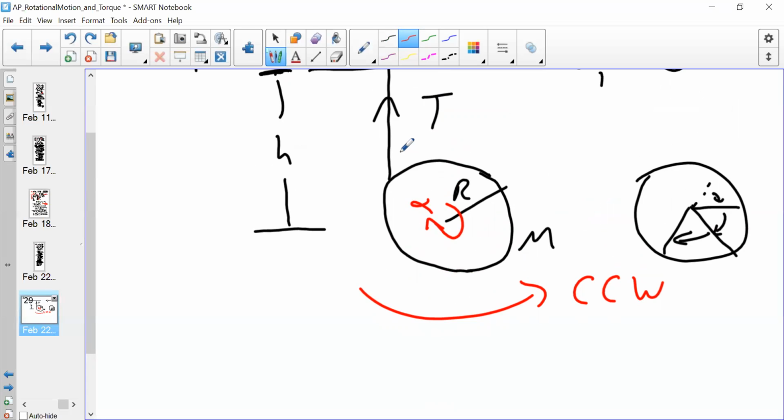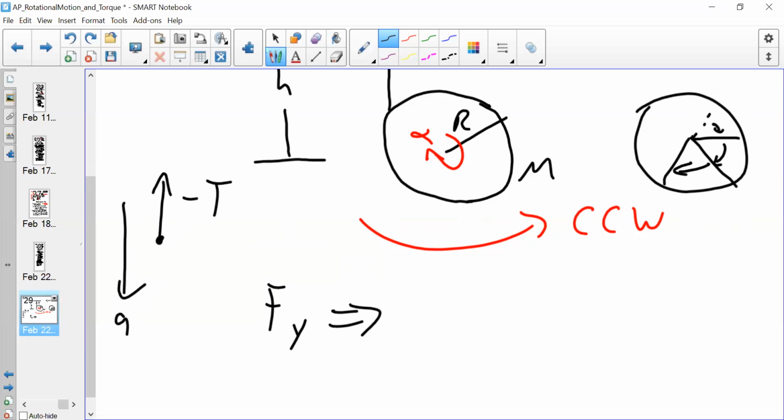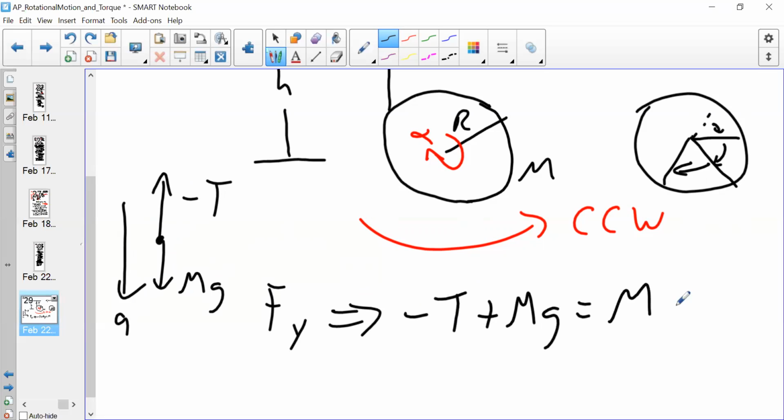So let's get this going. All right, so everything's in the vertical direction. It falls down, so the linear acceleration is here. Tension is going the other way. So negative T plus mg equals ma, or ma sub t, for your tangential acceleration or linear acceleration, same thing.